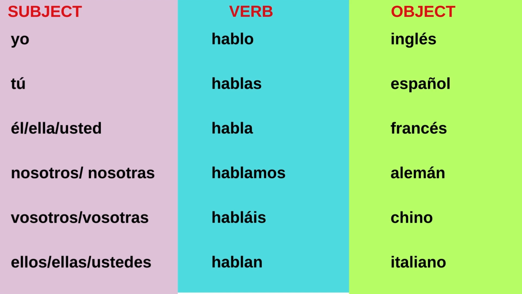Nosotros hablamos alemán. We speak German. Vosotros habláis chino. You all speak Chinese. Ellos hablan italiano. They speak Italian.